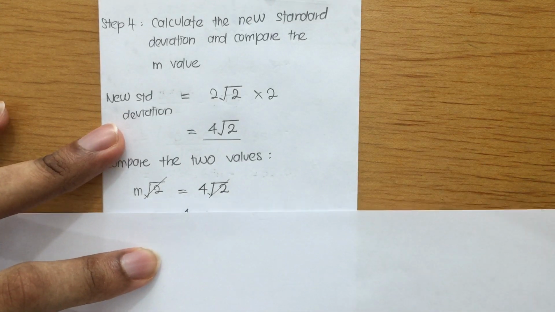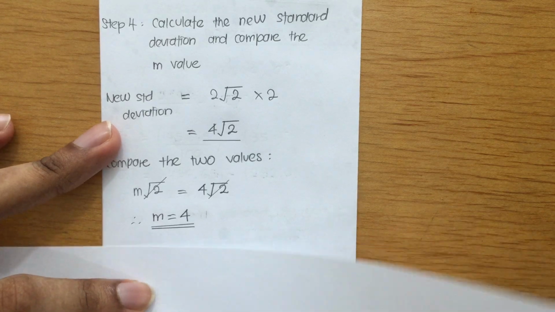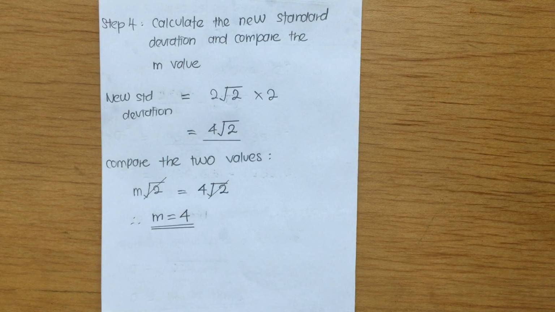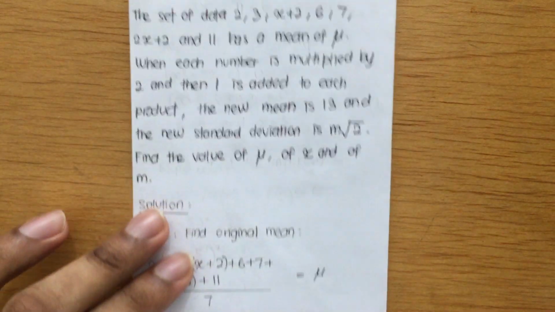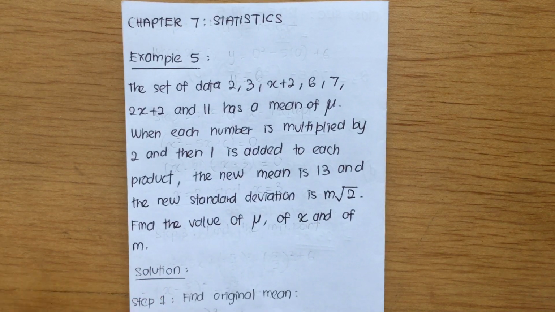So from here you get your final answer, m equals 4, guys. So this is your final answer. Alright, guys, we have already found all the 3 values. Okay, let me put back the question paper for your reference. Alright, guys, that is all for my step-by-step working and solution for this question.